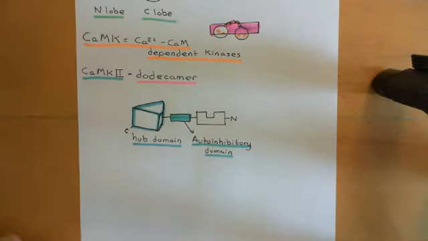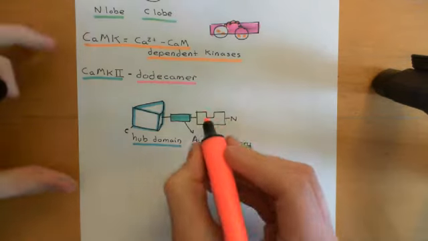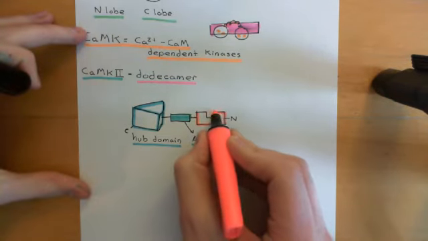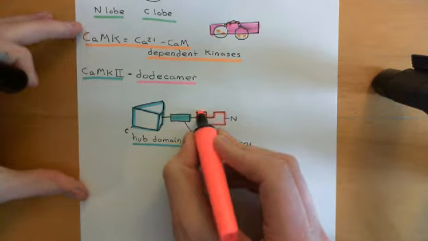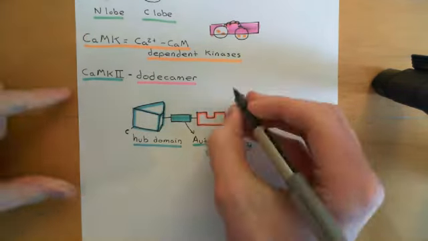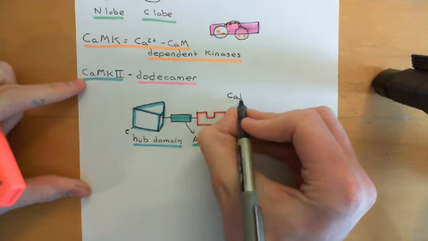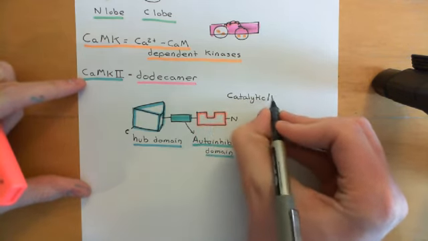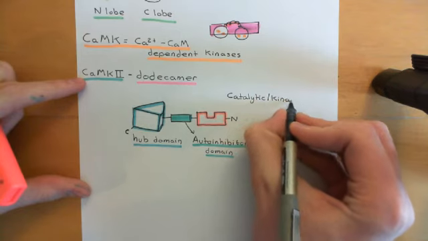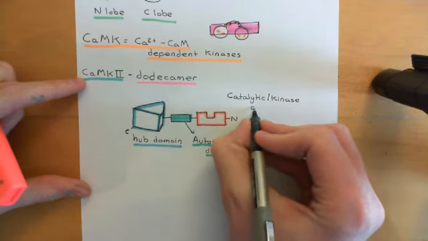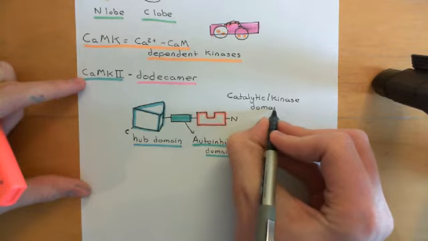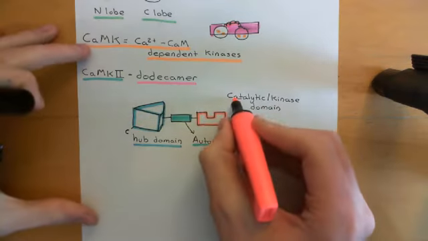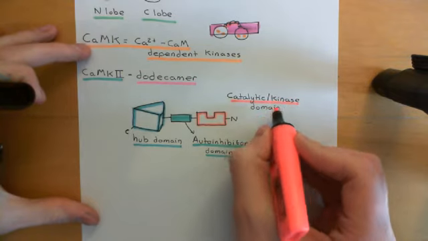This is the one that can add phosphate groups onto serine and threonine residues within proteins. Okay, so I'll highlight this up in red here. In red there, that is the catalytic, or we could call it the kinase domain, and it's been represented in the typical way of showing an enzyme where we've got the active site represented here. And then we've got the N-terminus of the CamKII 2 monomer.